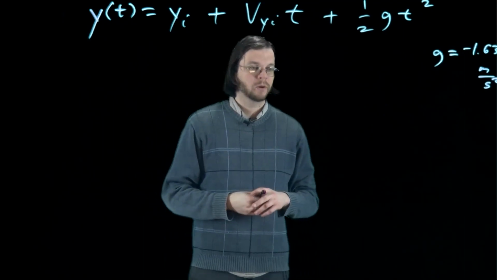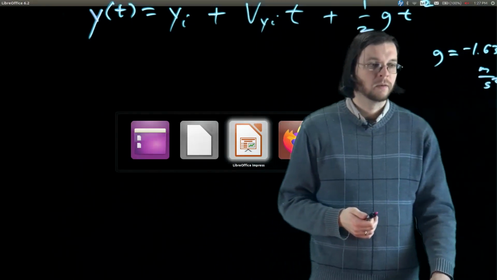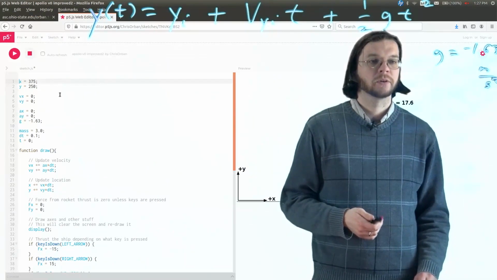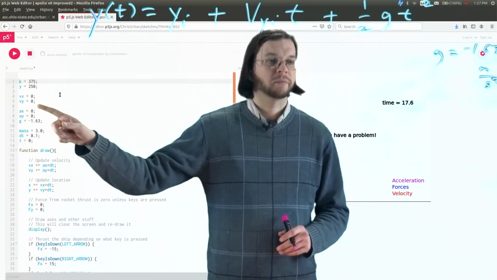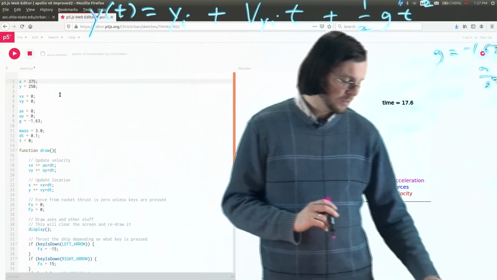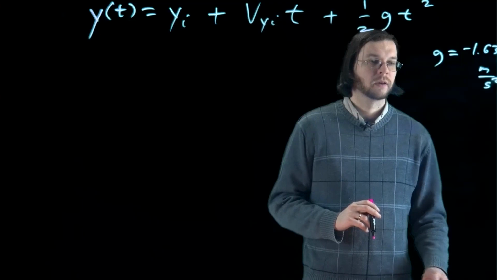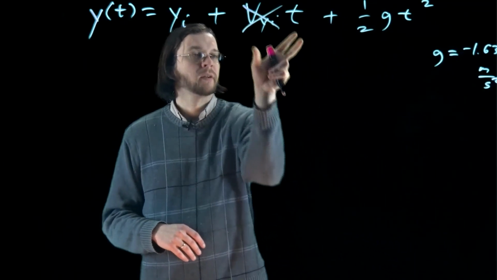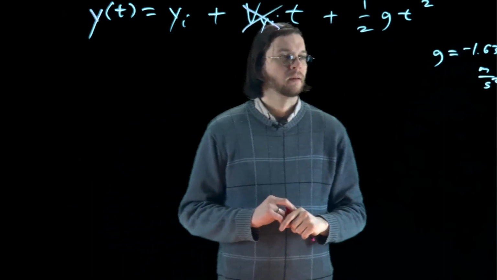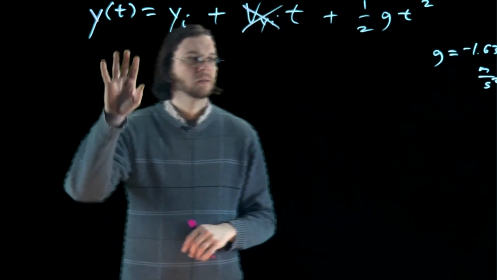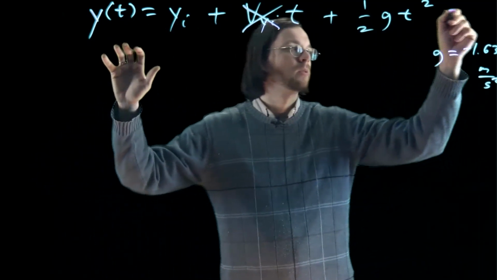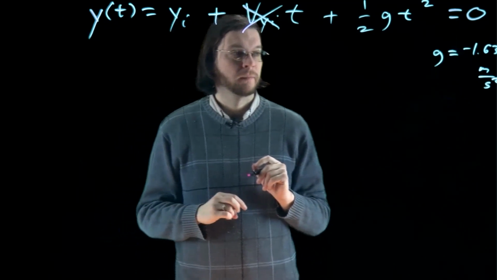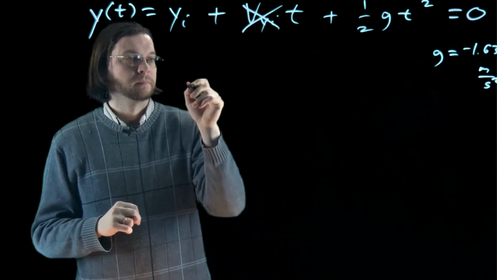So if you look carefully at the program, you'll notice that the velocity here is 0, especially the y velocity. And so what that means is that I can go back here and say this is going to be 0, so I don't even have to worry about this term. And then when it hits the ground, this whole thing is going to be equal to 0. And so now what I have to do is solve for the time.